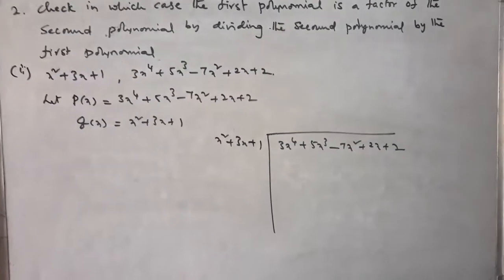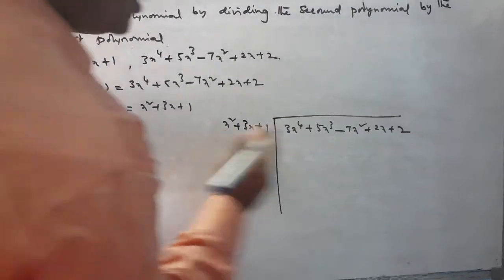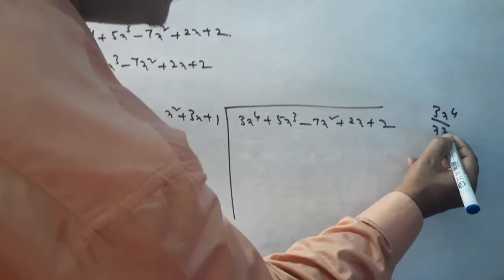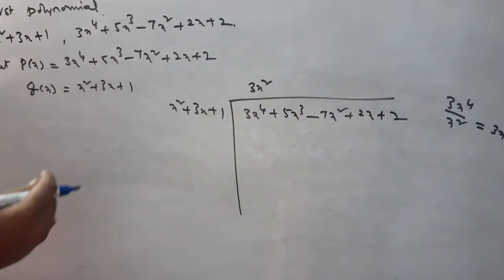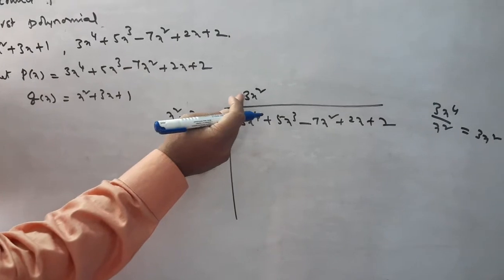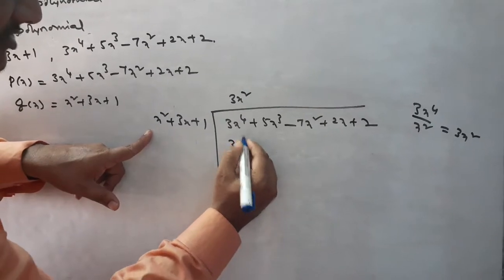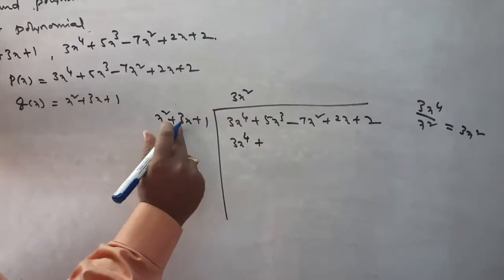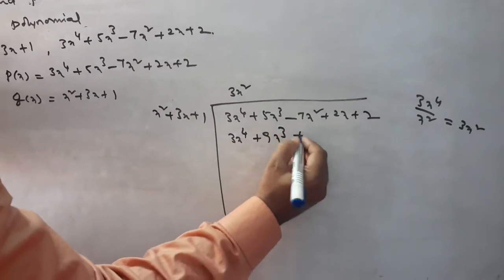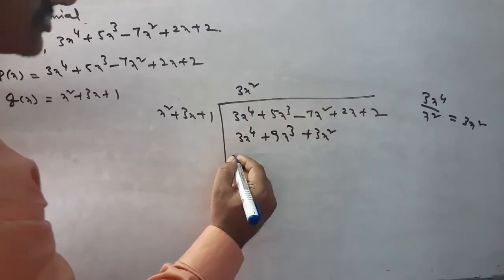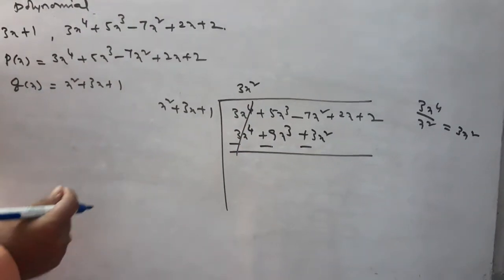Now how will you get the first term of the quotient? Divide 3x to the power of 4 by x square. So 3x to the power of 4 by x square, we will get 3x square. 3x square is the first term of the quotient. So now we have to multiply 3x square with x square plus 3x plus 1. 3x square into x square, we will get 3x to the power of 4, plus into plus, plus 3 into 3, 9x cube, plus 1 into 3x square, we will get 3x square. Now we have to change the sign, minus minus minus, this both will be cancelled.